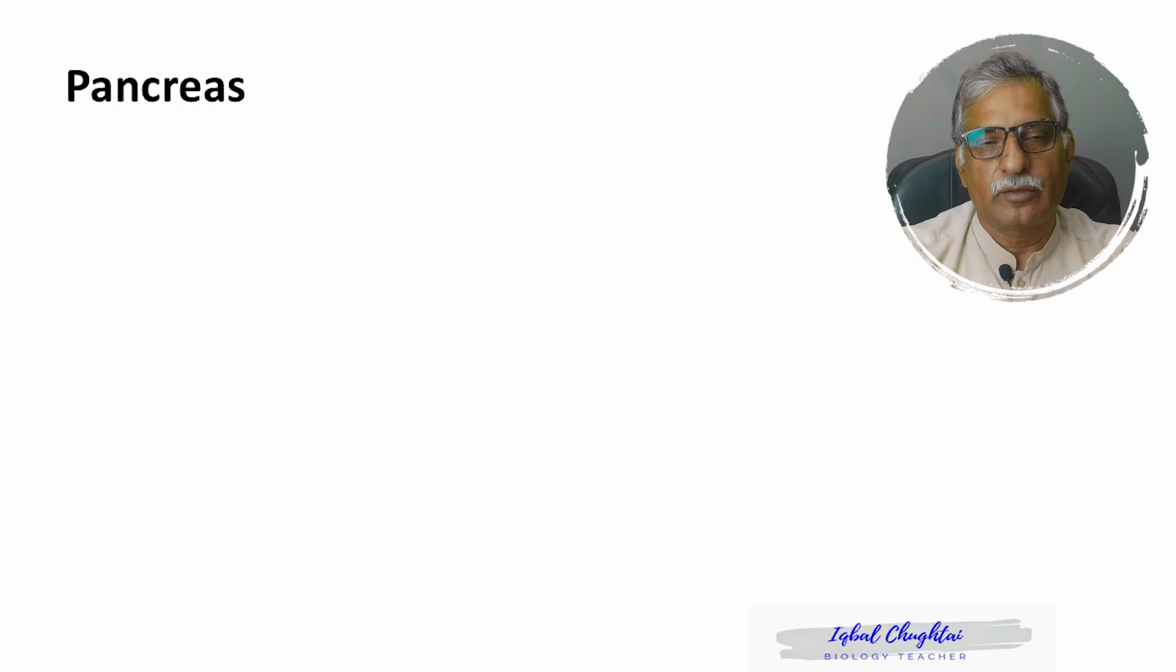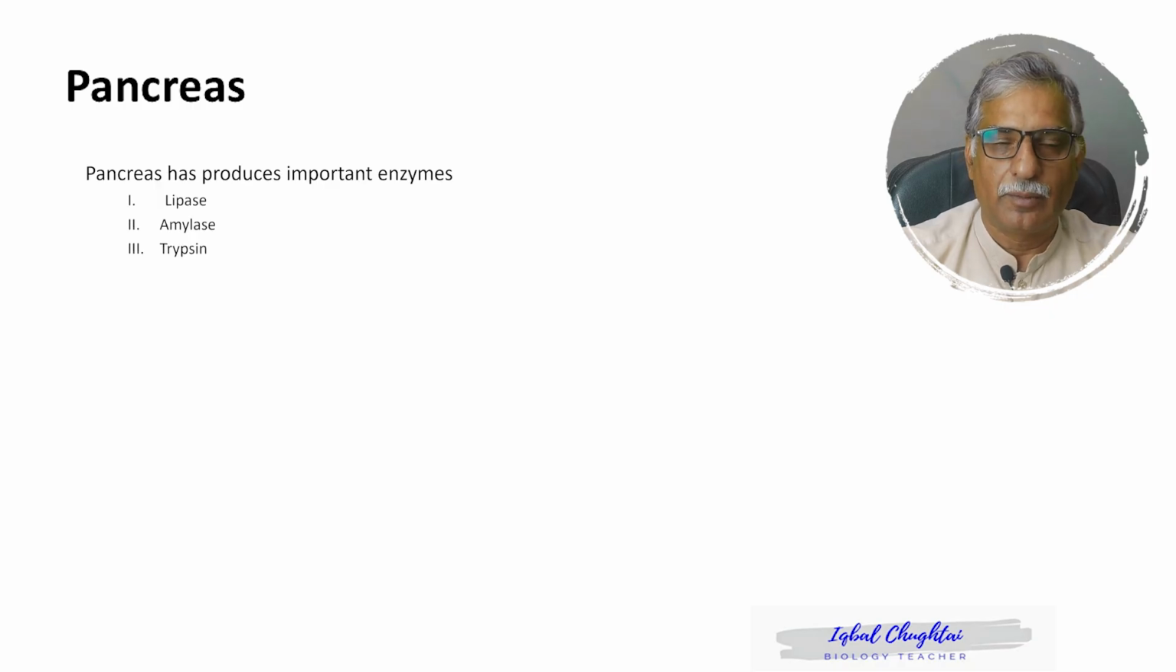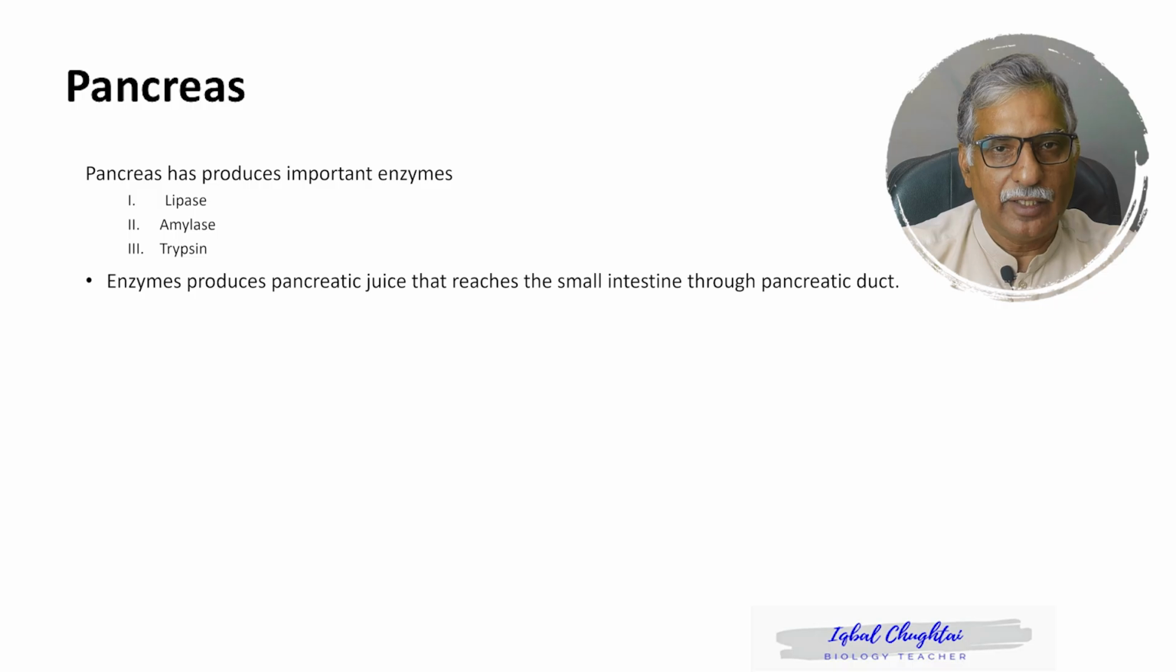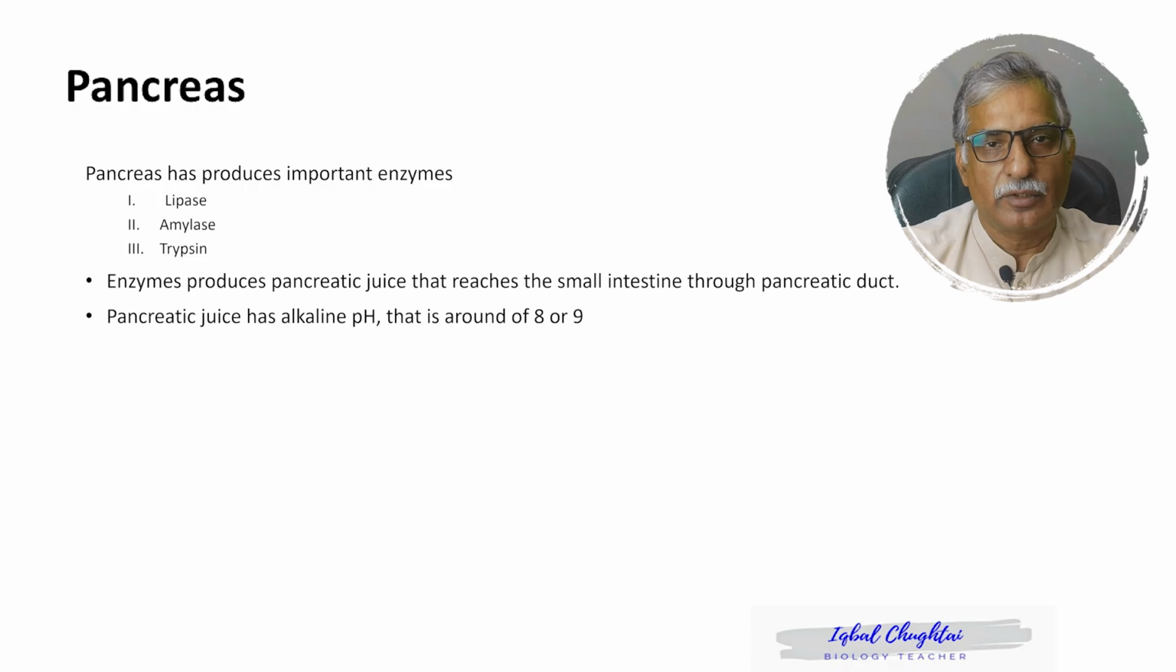Now the duodenum also receives secretions from the pancreas through the pancreatic duct. The pancreas produces three important enzymes. One is lipase, second is amylase, and the third is trypsin. All three enzymes are produced in an inactive form and they are released as pancreatic juice into the small intestine through the pancreatic duct. This pancreatic juice has an alkaline pH because all three enzymes are to work in an alkaline environment, with a pH around 8 or 9.